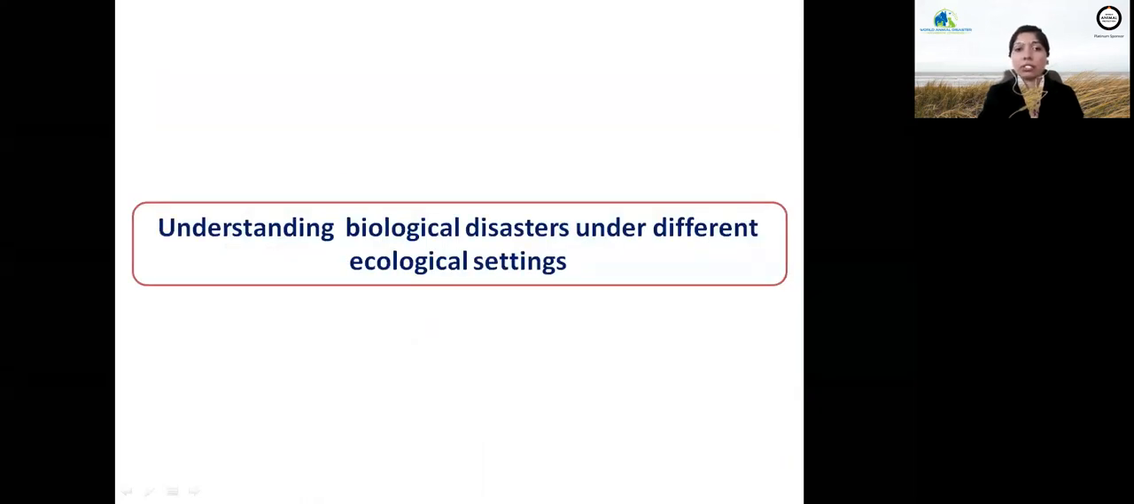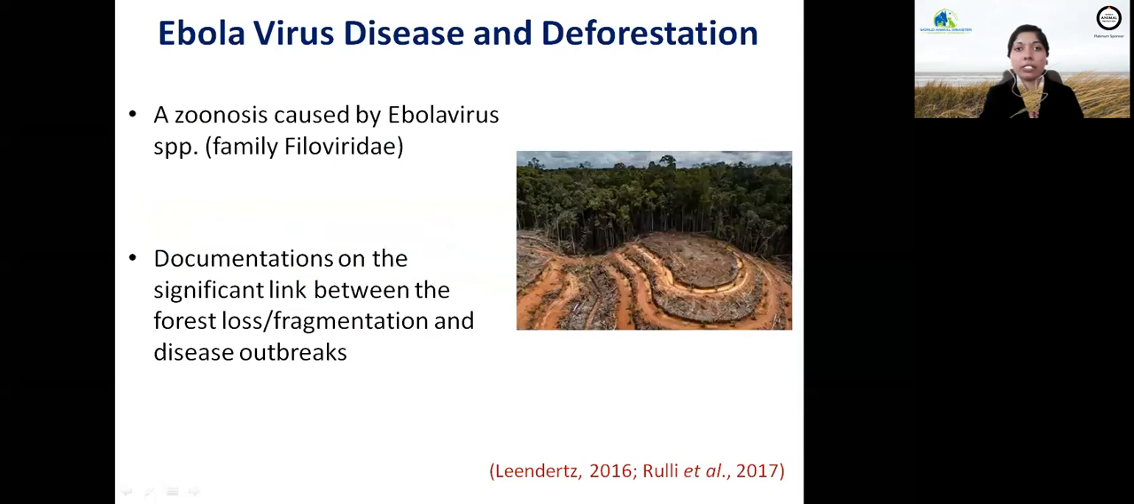So based on these facts, I'm going to discuss some biological disasters under different ecological settings. First is Ebola virus disease. It is a zoonotic disease caused by Ebola virus species. After its epidemic in the African continent, a lot of research work has been done, and the documentation from this research indicates a significant link between deforestation and disease outbreak.